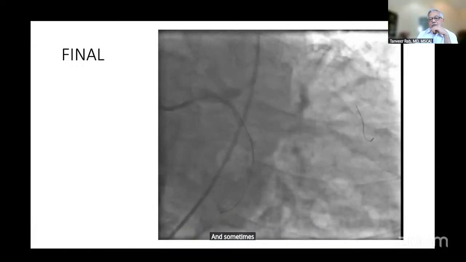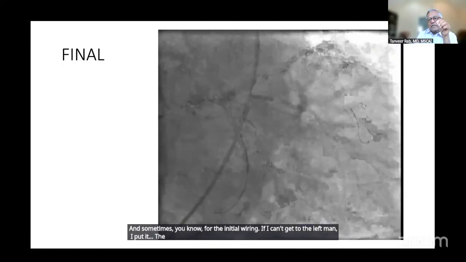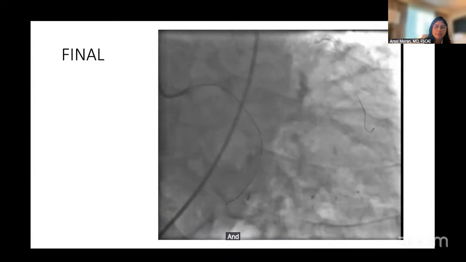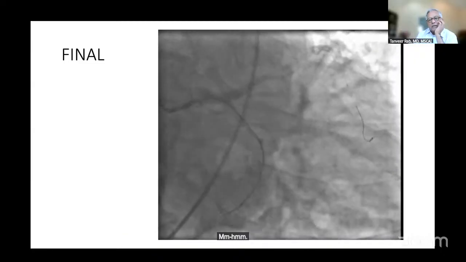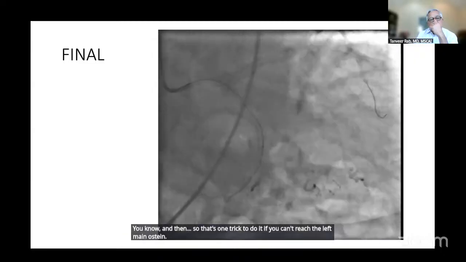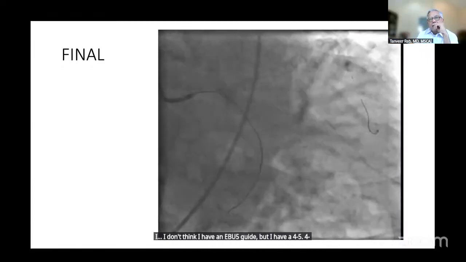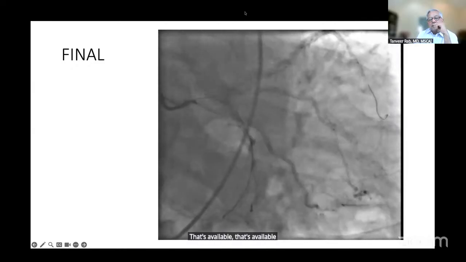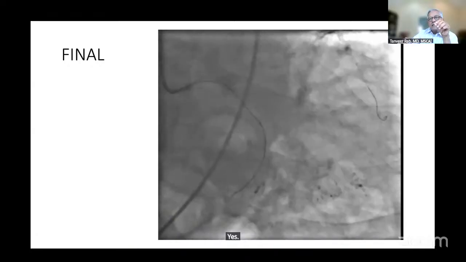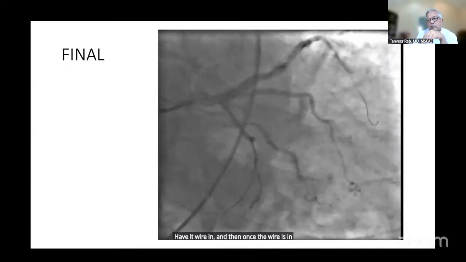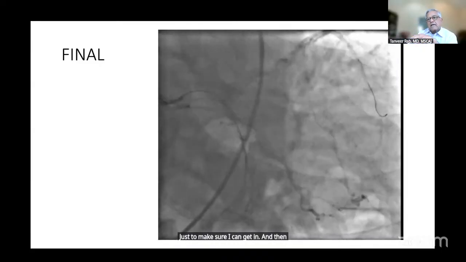And sometimes, for the initial wiring, if I can't get to the left main, I put a guide liner up just enough to engage it, and then pass the wire in. And once I anchor it, then I pull the guide liner out, so that's one trick if you can't reach the left main ostium. The other thing, I don't think I have an EBU 5 guide, but I have 4.5. Yeah, that's available. But sometimes if you can't reach it, I get a guide liner just to tip out enough to get to the left main, have a wire in, and then once the wire is in, maybe I will take a stiffer wire, just to make sure I can get in, and then I'll take the guide liner off and then try to wire the thing.